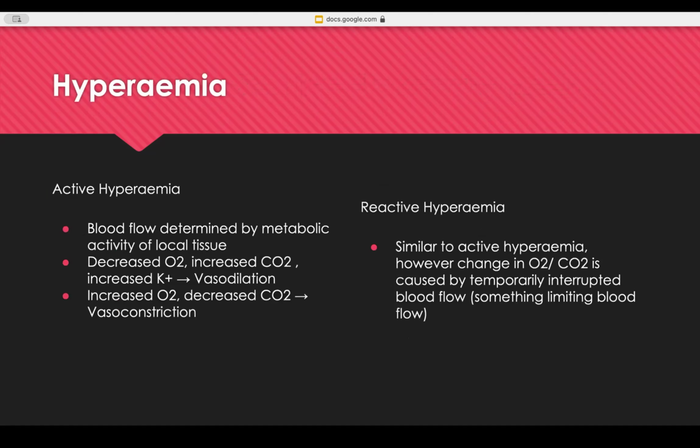Hyperemia means increased blood flow. So this could be active, which is determined by the metabolic activity of the tissue. So decreased oxygen, increased carbon dioxide, and increased potassium will cause vasodilation to increase blood flow. And if there's increased oxygen and decreased CO2, this will conversely cause vasoconstriction. Reactive hyperemia is similar. However, the change in oxygen and carbon dioxide is caused by temporarily interrupted blood flow, such as something limiting the blood flow and then causing the change.